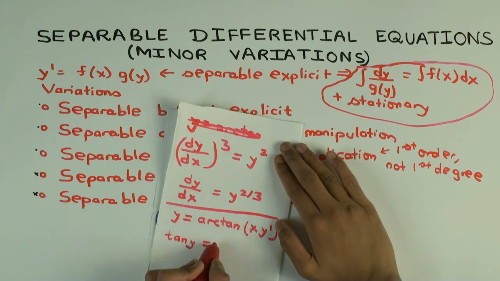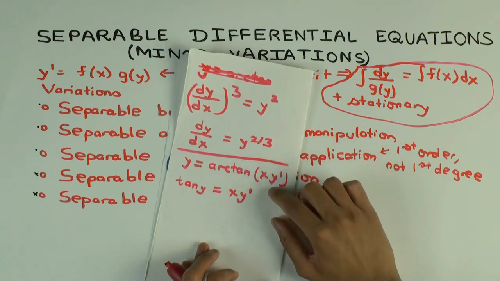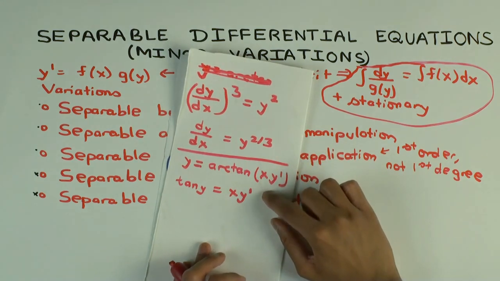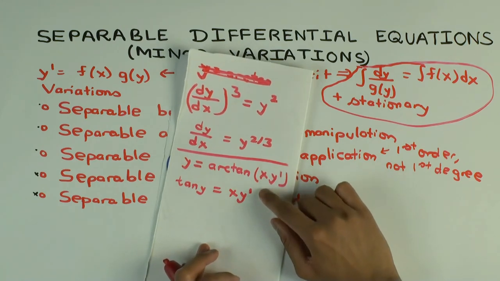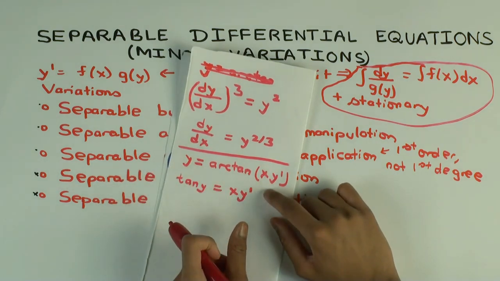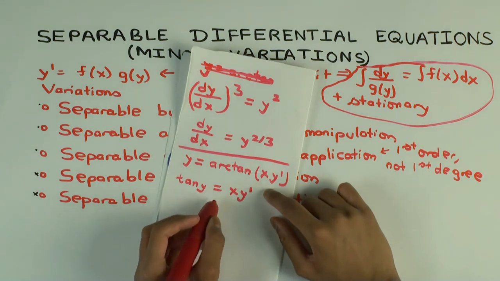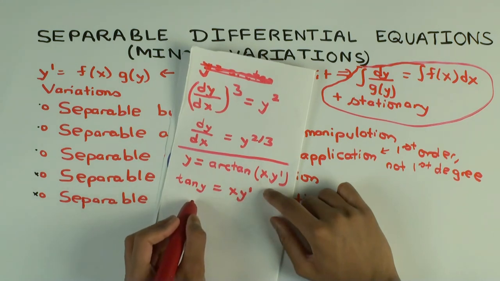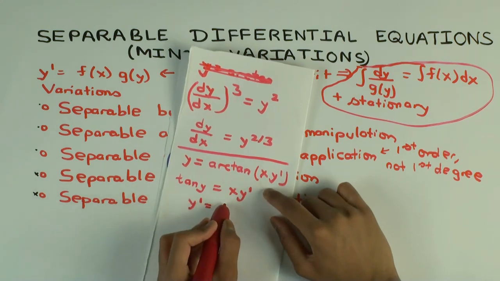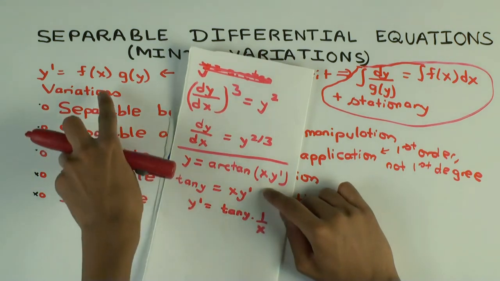is x y prime. Now, there is some loss of information here, which I cannot explain much right now. We'll do a separate video on this differential equation and things like this, and there we'll talk about that. So you lose some information about the fact that y is actually in the range of arctan. Okay. But now, setting that aside for a moment, we now get y prime is tan y times 1 over x, and now it's in separable form.